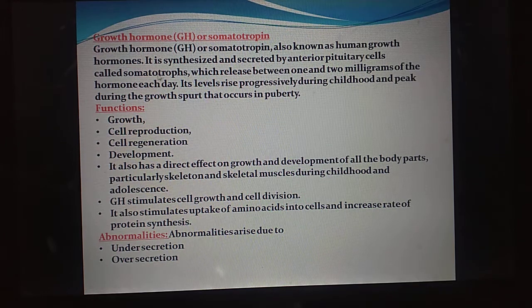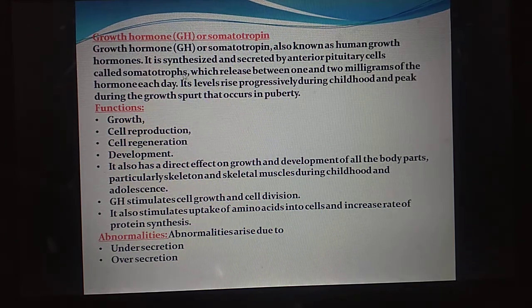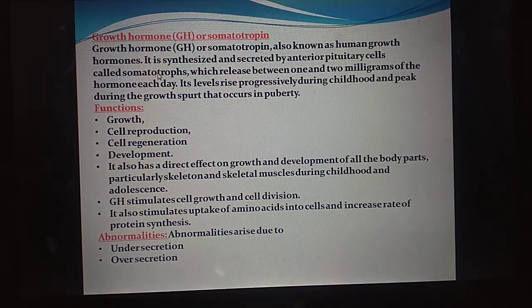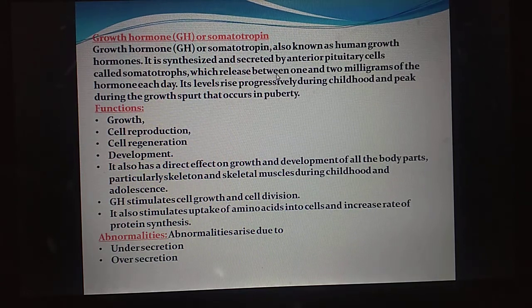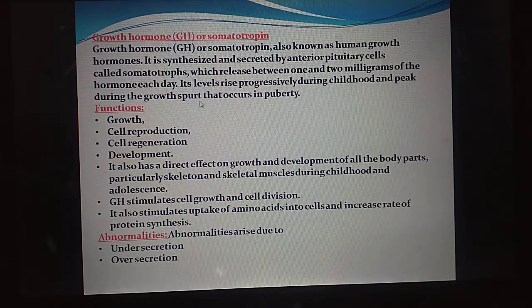If you see over here, we discussed that the cells which are concerned with the secretion of somatotropin hormone are lying within the anterior pituitary, and their name is somatotroph cells. Beside this, it releases between 1 and 2 milligrams of hormone each day. And you can see its level rises progressively during childhood and peaks during the growth spurt that occurs while in puberty. What are the functions?